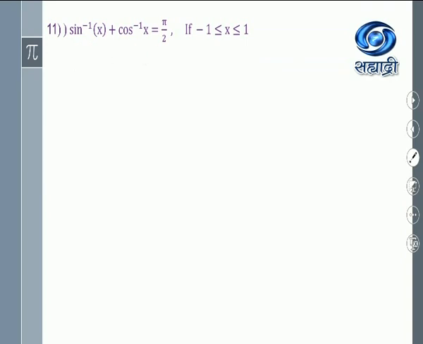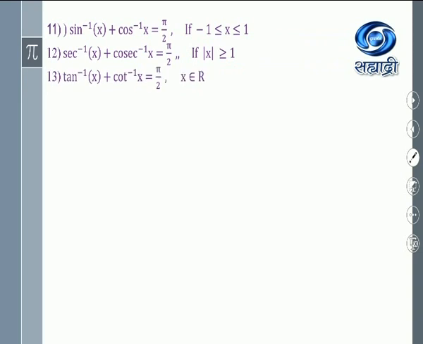So this is the first identity, you can say: sin inverse x plus cos inverse x is equal to pi by 2, for x less than or equal to 1 and greater than or equal to minus 1. Then the second identity, sec inverse x plus cosec inverse x is again pi by 2, for mod x greater than or equal to 1. Tan inverse x plus cot inverse x is equal to pi by 2. This is for x belonging to R.